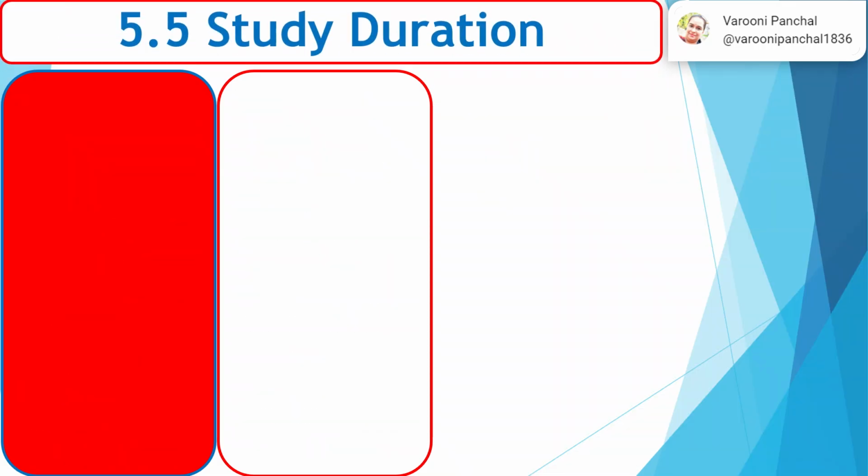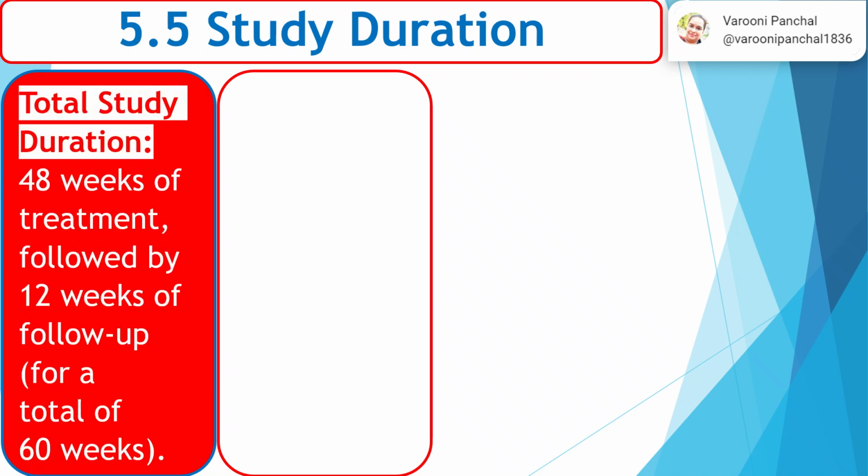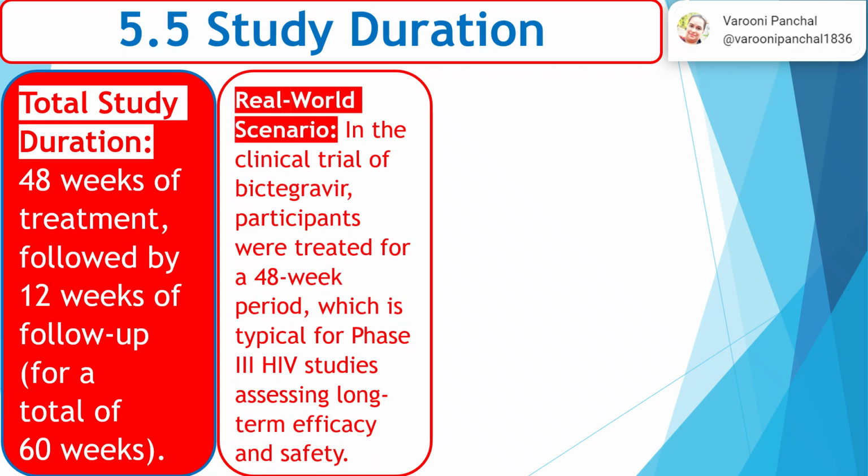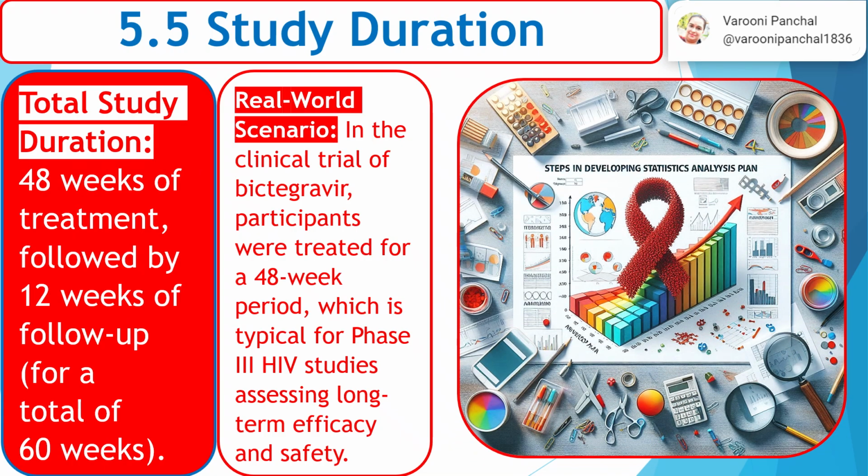5.5. Study duration. Total study duration, 48 weeks of treatment, followed by 12 weeks of follow-up, for a total of 60 weeks. Real-world scenario. In the clinical trial of bictegravir, participants were treated for a 48-week period, which is typical for Phase 3 HIV studies assessing long-term efficacy and safety.